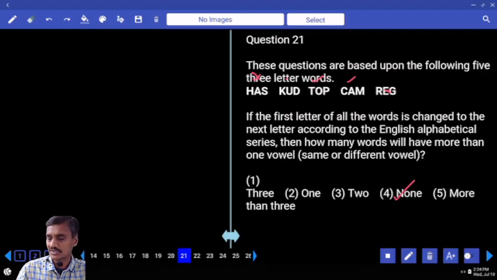Then 21st. Now in this question number 21, if the first letter of all the words is changed to the next letter, then how many words have more than one vowel? First letter, more than one vowel: H has become I, and K to L, and T to U. Here there are two vowels, and C to D, R to S. Hence there are two, choice 3, question number 21.